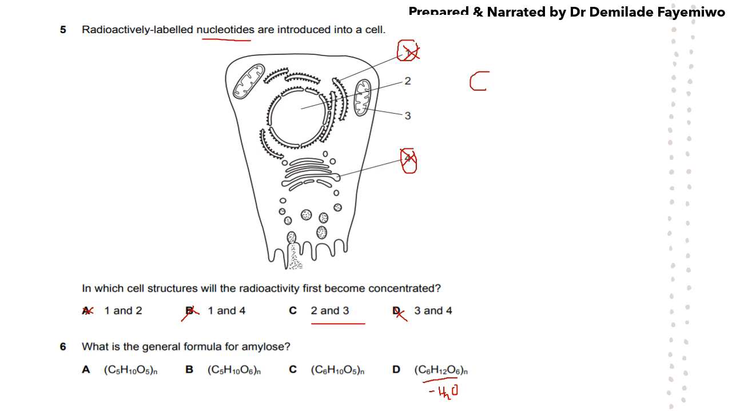If you deduct 2 hydrogens from here, you're going to be left with H10. 1 oxygen, you're left with O5. The answer here is C. That's how you solve that question. Let's move on to the next one.